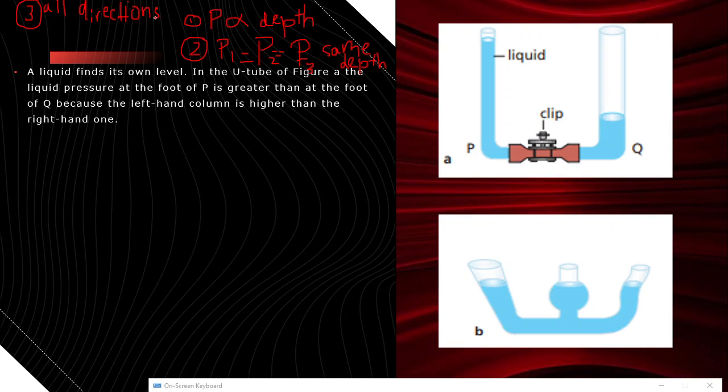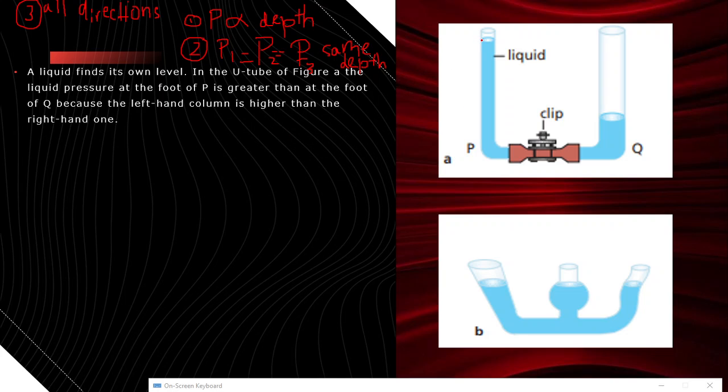A liquid finds its own level. In the U-tube of figure A, the liquid pressure at the foot of P is greater than that at the foot of Q, because the left-hand column is higher than the right-hand one. Now, although both of these liquids are in the same atmosphere, however, we can really see how, or they might not be in the same atmosphere. The thing to be noted is that liquids define their own level.